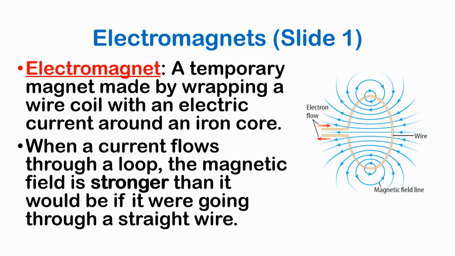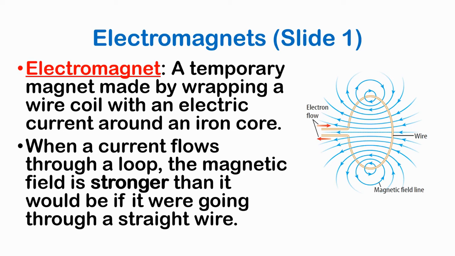So let's talk about electromagnets. An electromagnet is a temporary magnet made by wrapping a wire coil with an electric current around an iron core. We're going to see different versions of electromagnets. One we see right here doesn't have an iron core. This one would just be one loop. When a current flows through a loop, that magnetic field is stronger than it would be if it were going through a straight wire. It's something you're going to need to keep in mind.